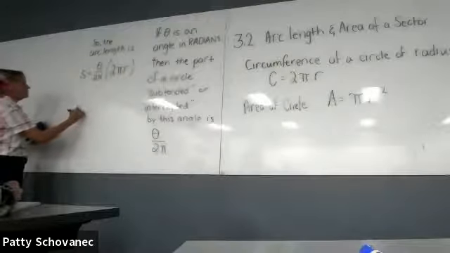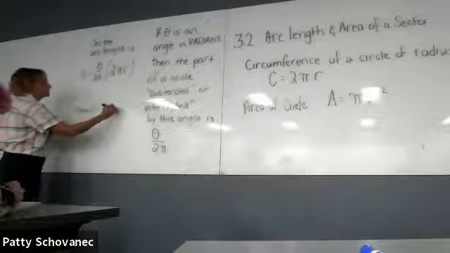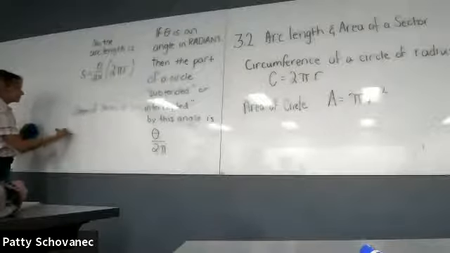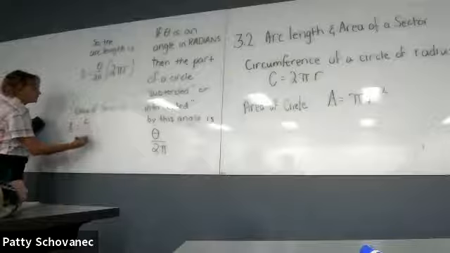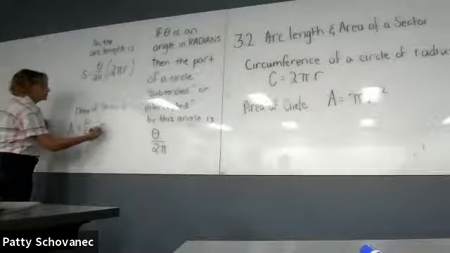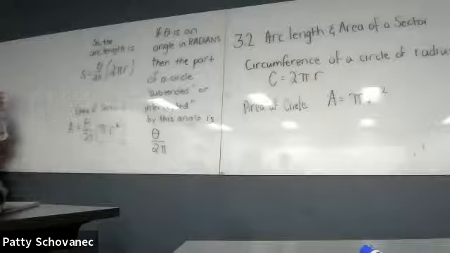And the area of the sector is theta divided by 2 pi times pi r squared. That's the easiest way to remember these formulas. But you can see both formulas can be simplified.